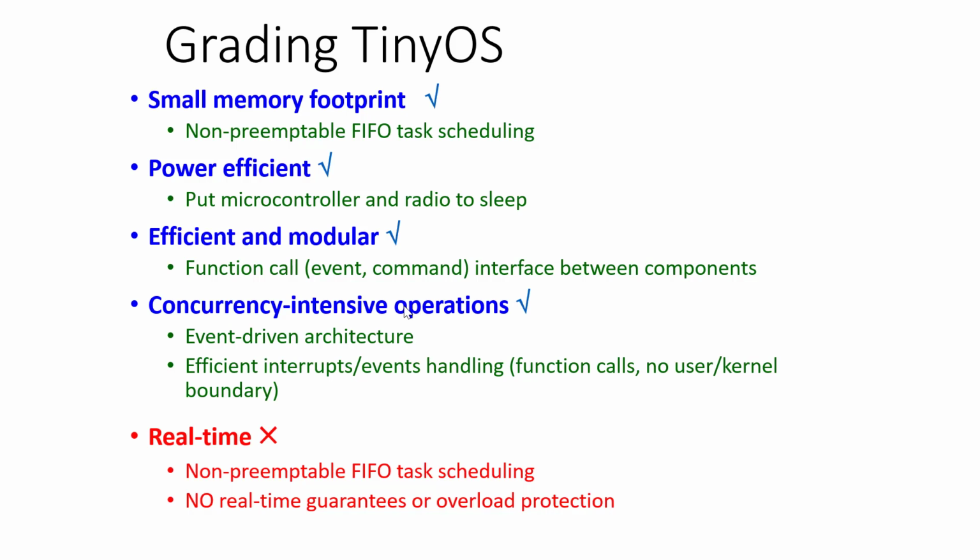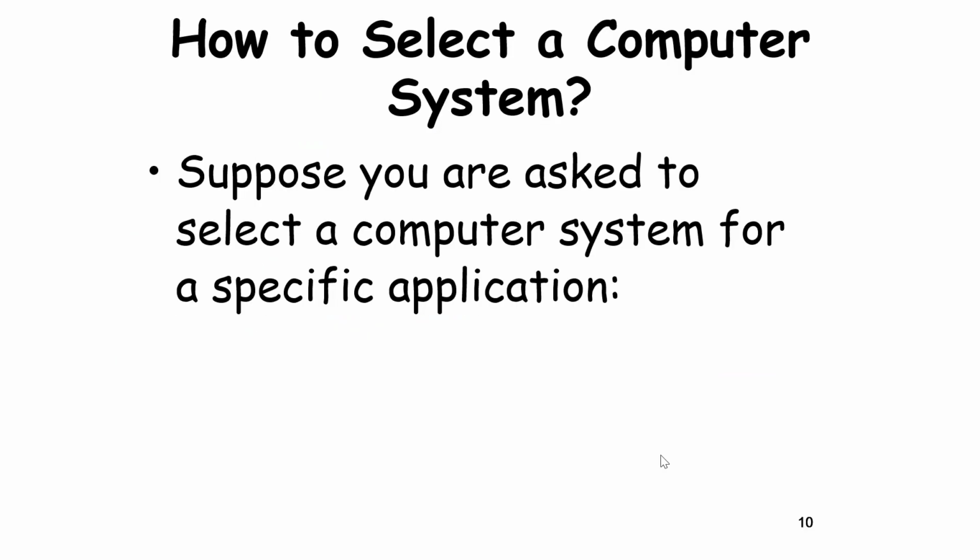So if you look at TinyOS, it has a small memory footprint, is non-preemptible, very power efficient and modular, and has an event-driven architecture, but it is not real-time, in the sense it doesn't support EDF or RMS, only FIFO. And if there is an overload, in the sense that if you have more tasks than what TinyOS can support, then there is no protection from at least a little bit of transient overload, which, as you saw earlier, most real-time scheduling algorithms actually provide.